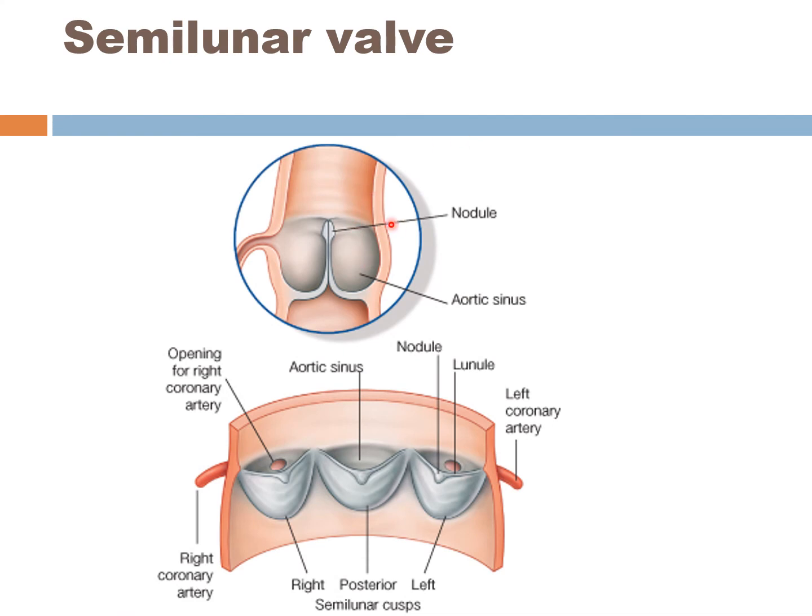Semilunar valve. Here you can see this half moon shape. This one is the semilunar valve. So this you can also see in the aortic valve and pulmonary valve.